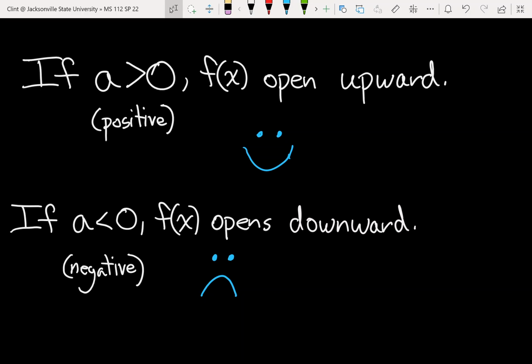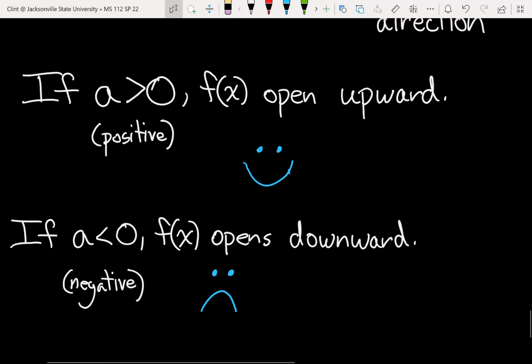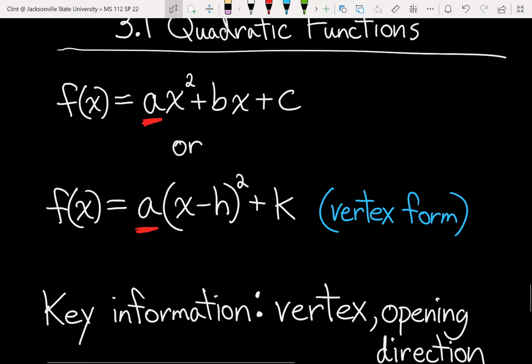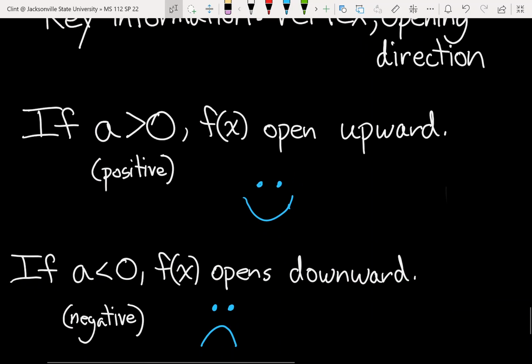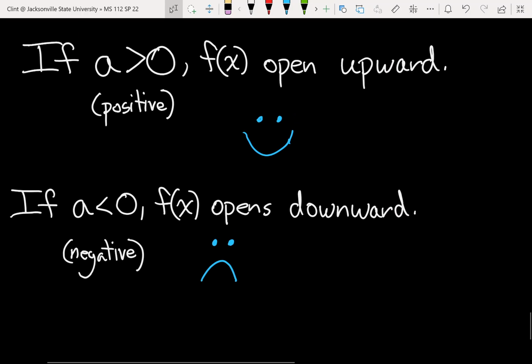What about if a is 0? We don't have to worry about it, because if a is 0, this whole first term with x squared is 0. We don't have an x squared term anymore. Now we've got a linear function. So with quadratics, the only choices we have are either a is positive or a is negative. So it either opens up or opens down.